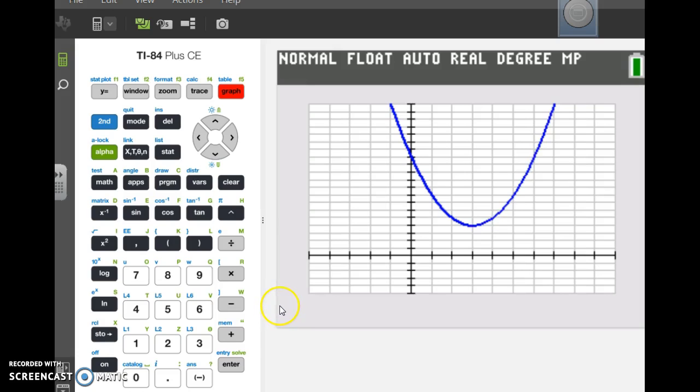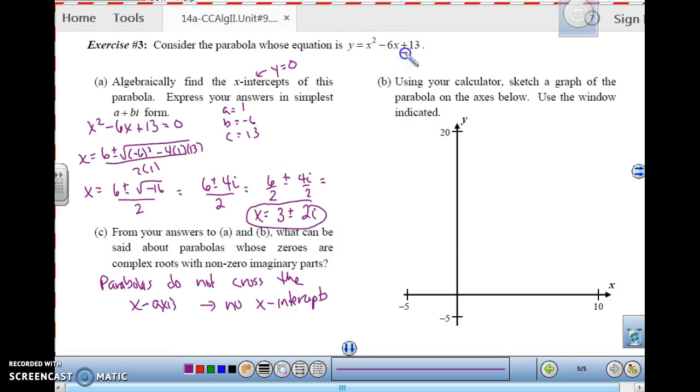If I want to sketch my graph on here, notice it does not cross the x-axis. But where does it cross the y-axis? It crosses the y-axis right here. This is at 1, 2, 3, 4, 5, 6, 7, 8, 9, 10, 11, 12, 13. And we should know that because, remember, the c value is the y-intercept. So my graph actually goes like this. It's going to go up like this and come around like this. This is going to be at 13, but it does not cross the x-axis.